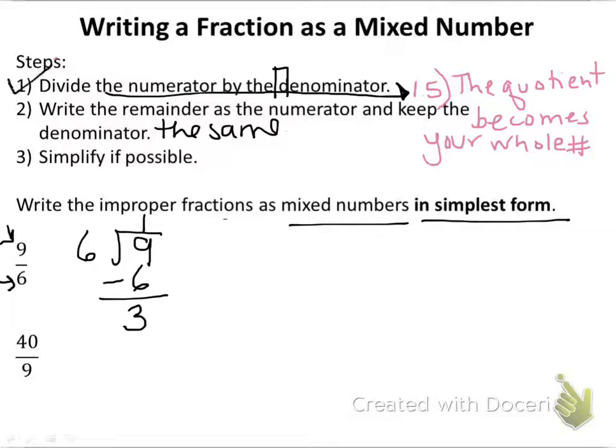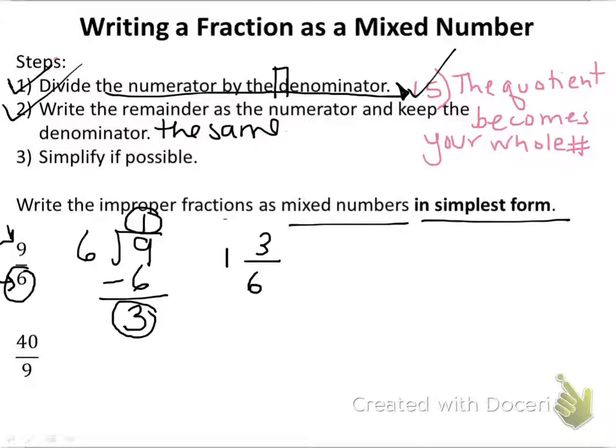We're done with step 1. Now we do step 1.5. The quotient becomes your whole number. Our quotient is our answer up here. So 1 is our whole number. Step 2, write the remainder as the numerator and keep the denominator the same. Our remainder is 3. So that becomes the numerator. And then our denominator stays the same. It was a 6.